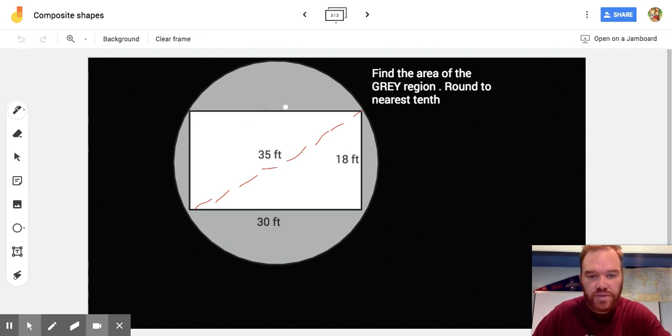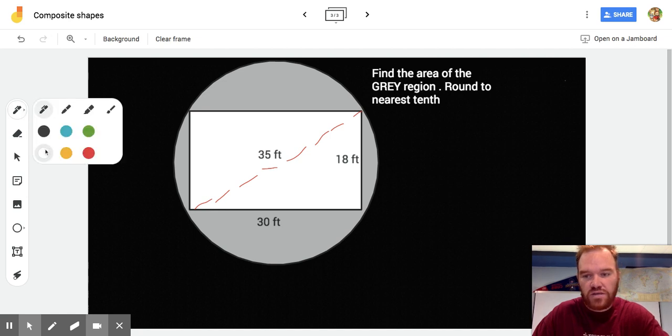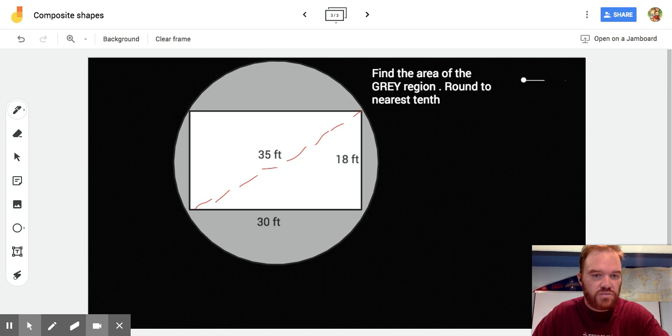I have a circle and a rectangle inside that circle. In order to find the gray region, I'm taking the area of the rectangle out of the area of the circle. Whenever we're taking something out, we know that eventually we're going to have to do some subtraction. We're taking it out, so we're going to take it away.